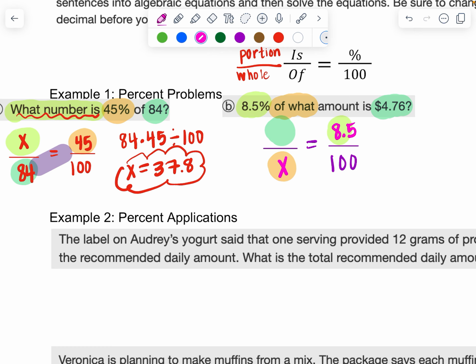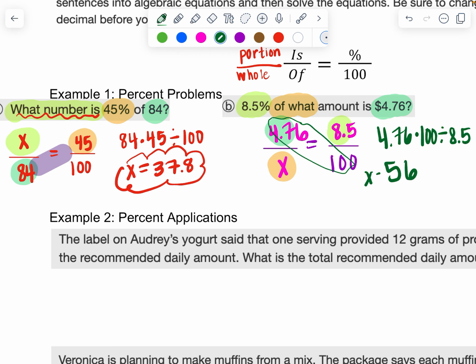Means x is going to be on the bottom of the first fraction. Is $4.76. Again, we're going to multiply the two numbers that are diagonal from each other that we know. So 4.76 times 100, and then divide by the other number. In this case, it's 8.5. And if we did that, we would get that x is 56.